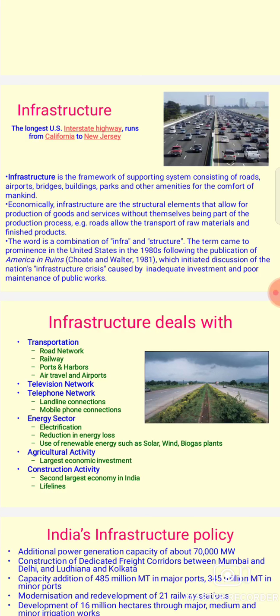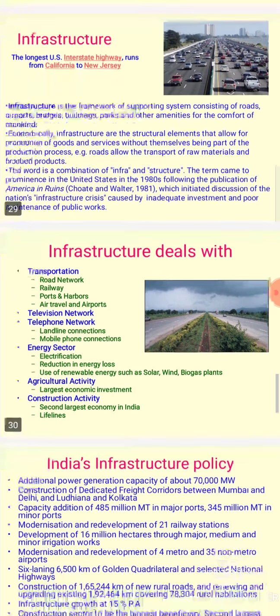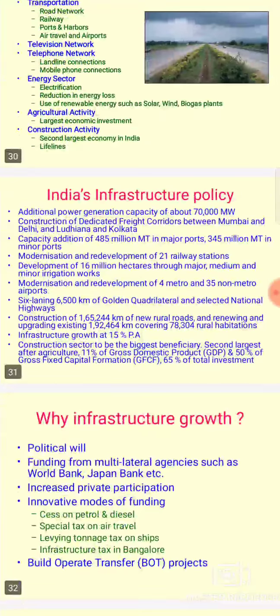So we can see how infrastructure is developing, in terms of two types. One is economic infrastructure, the other is social infrastructure. Now, how is it developing in India, what are the policies? Additional power generation capacity of about 70,000 megawatts. Construction of dedicated freight corridors between Mumbai and Delhi, Ludhiana and Kolkata. Capacity addition of 485 million metric tons in major ports, 345 million metric tons in minor ports.